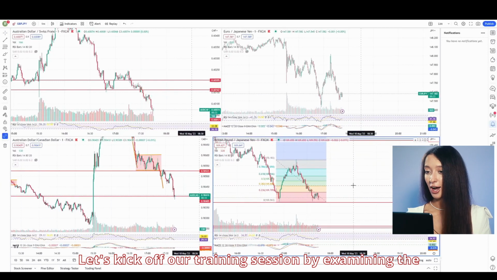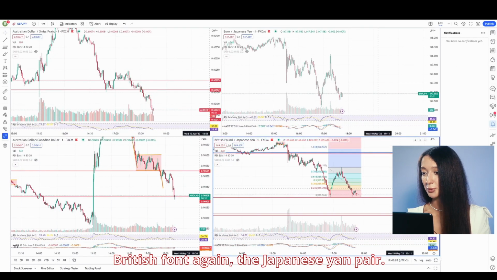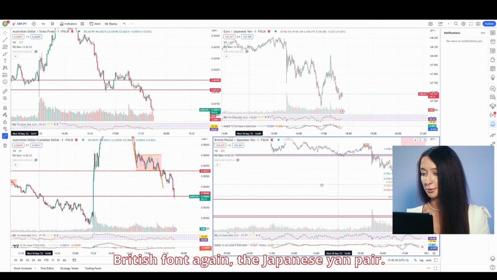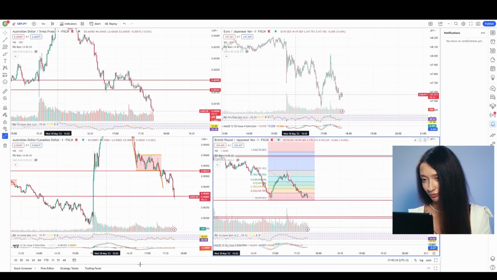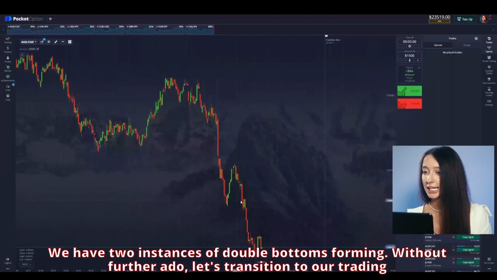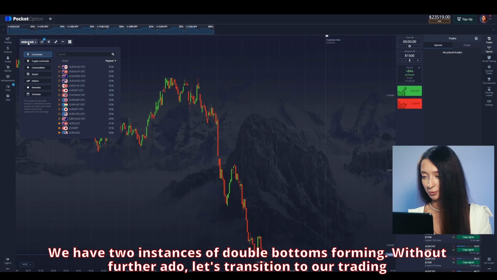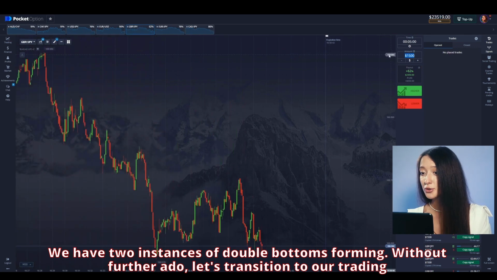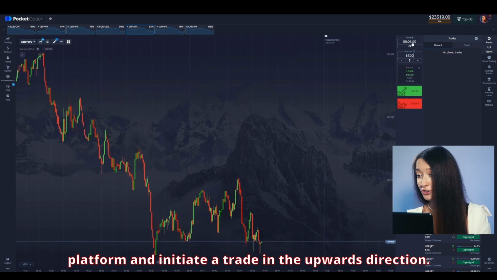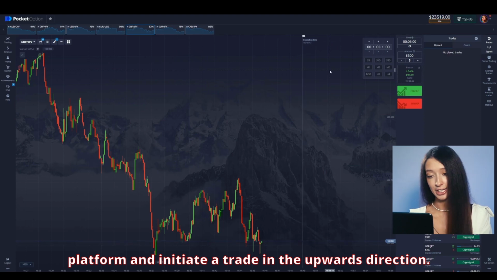Let's kick off our trading session by examining the British pound against the Japanese yen pair. The situation here is rather intriguing. We have two instances of a double bottom forming. Without further ado, let's transition to our trading platform and initiate a trade in the upward direction.